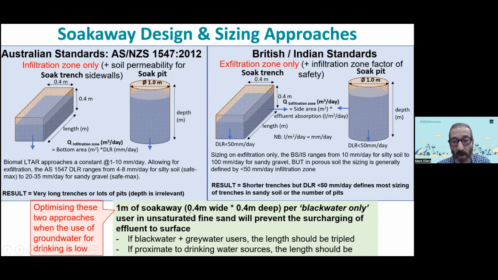That is for black water only. If it's black water plus grey water, the length should probably be tripled. Proximate to drinking water sources, the length should probably be halved. And in gravelly sand, you could probably halve the length of this pit. So it could be 0.5 metres of soakaway per black water only user.